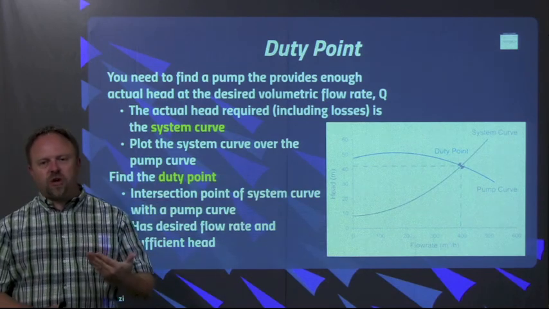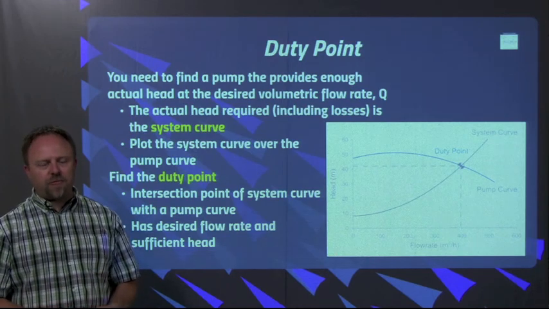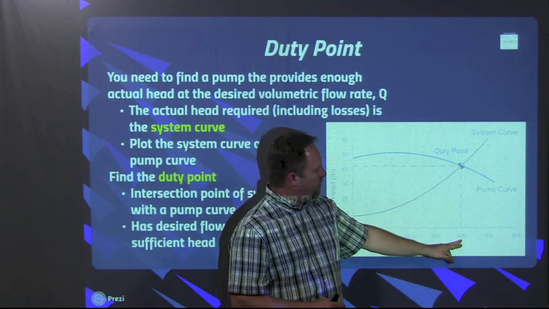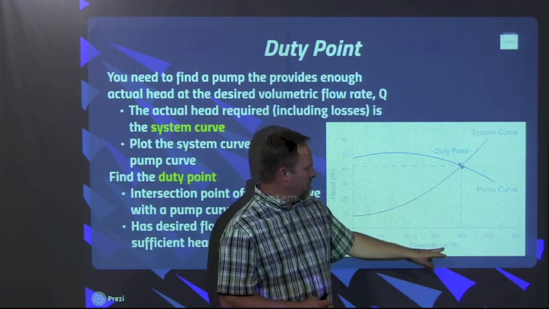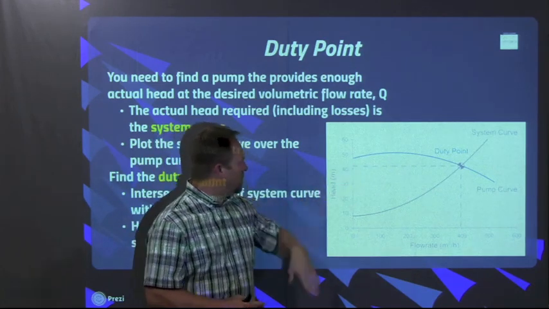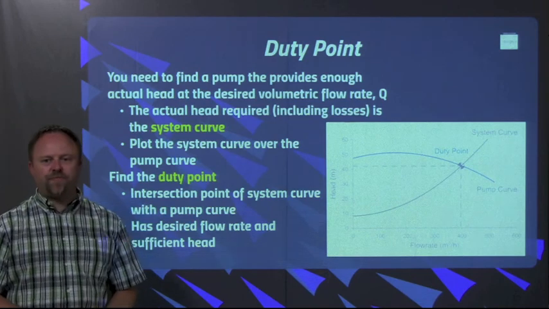So where the system curve intersects with the pump curve, that's where that pump is going to operate. So at this duty point here, we can determine the flow rate, which is 400 cubic meters per hour, and we can provide a head of around 42 meters in that diagram there.